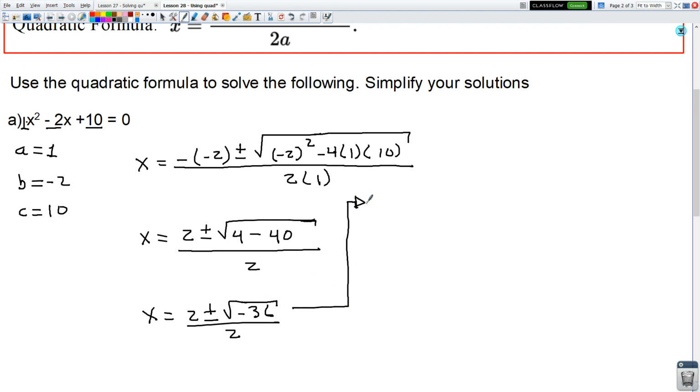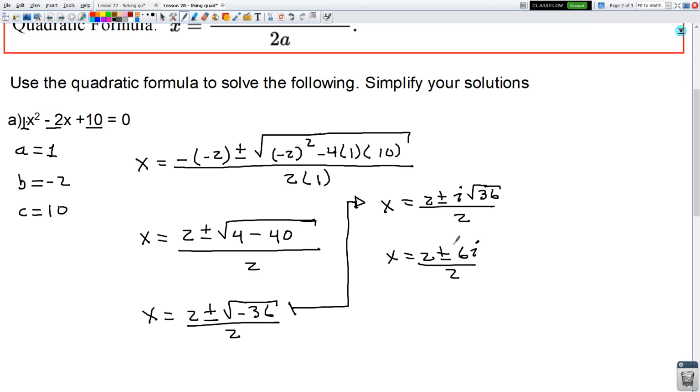Well, let's continue our answer here. Notice that the square root of 36 is just 6, but we don't have 36, we have -36. But we know that when you take the square root of a negative, you can take it out as an i. So now this becomes x equal to 2 plus or minus i square root of 36, divided by 2. But we also know that the square root of 36 is 6, so this is 6i.